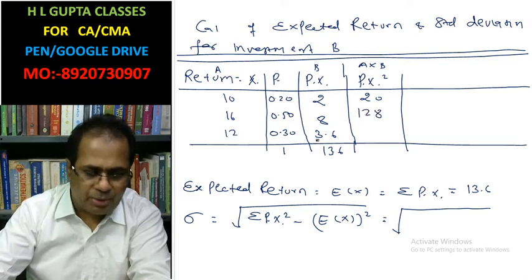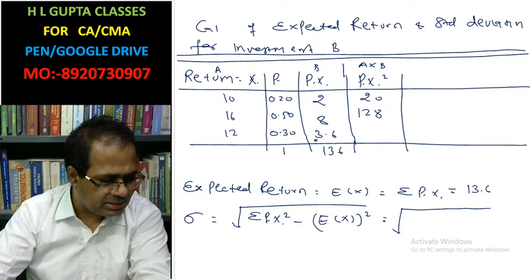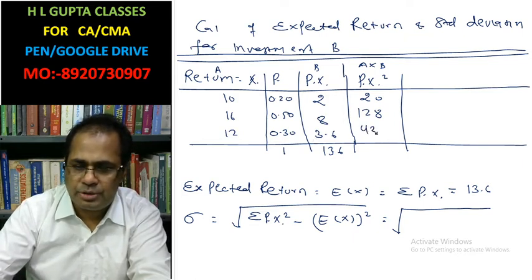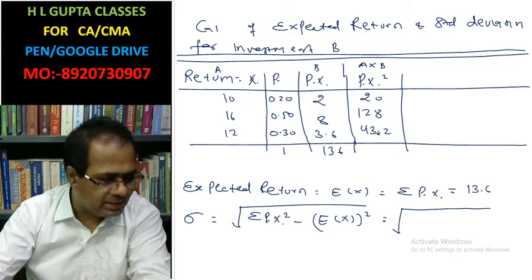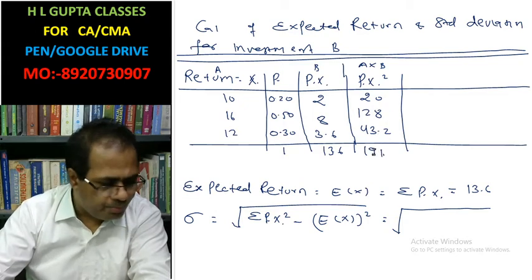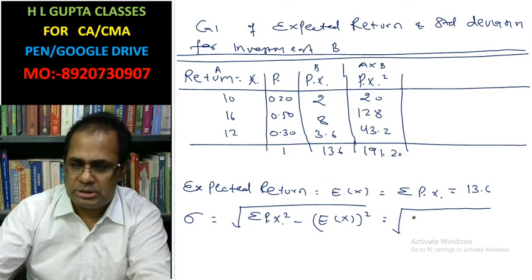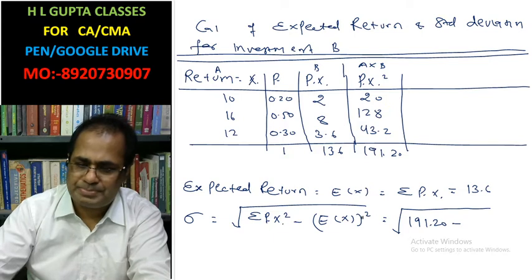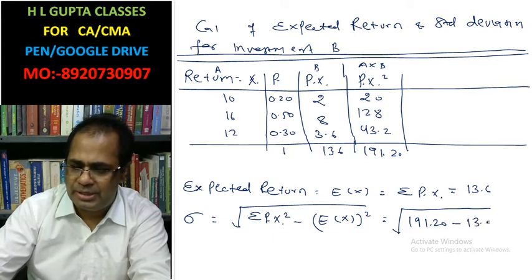12 into 3.6 is 43.2. After adding these you will get 191.20. Here, 191.20 minus expected value 13.6 whole squared.